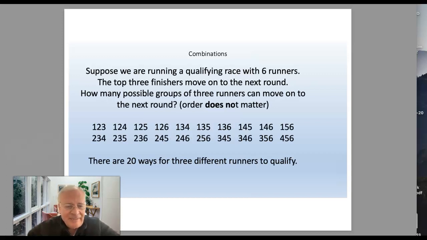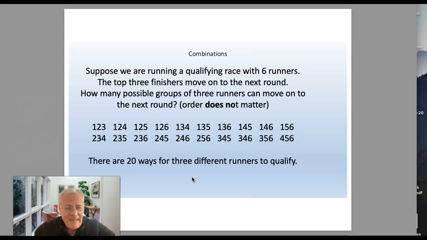But suppose we're running a race, it's just a qualifying race. It doesn't matter who comes in first, second, or third. We're just taking the top 3 finishers and they move on to the next round. Basically, it's how many groups of 3 can we make choosing from 6 runners. Well, here they are. I listed them right here. There's 20 different ways for the top 3 finishers to qualify and move on to the next race. 20 different groups. Not 120, only 20.